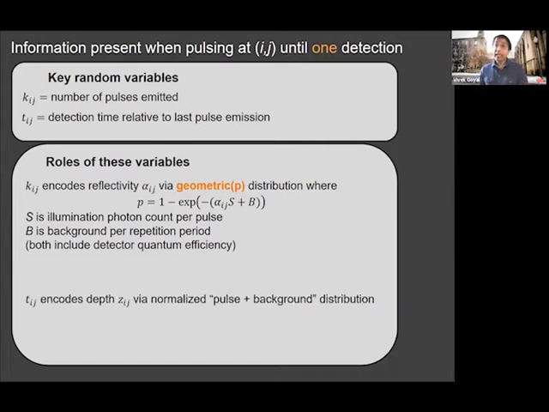Similarly, Tij encodes the depth Zij. Each Tij has a PDF equal to a normalized version of one period of the pulse plus background rate function that I've been depicting in yellow on these slides. So we can now hope that with these models for the measured quantities, we can exploit some reasonable model of nearby pixels usually having similar depths and reflectivities, and that this will be enough to solve an inverse problem.